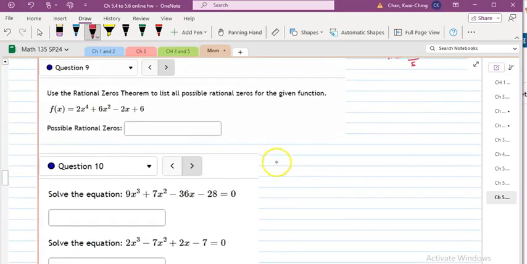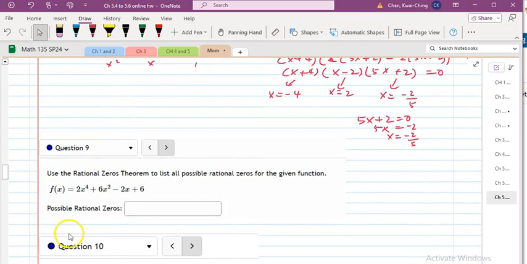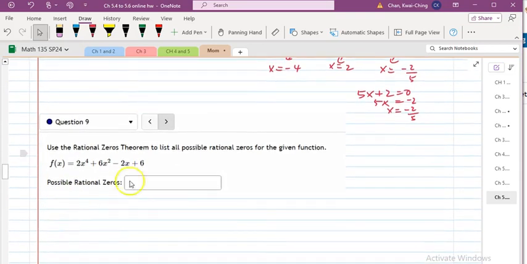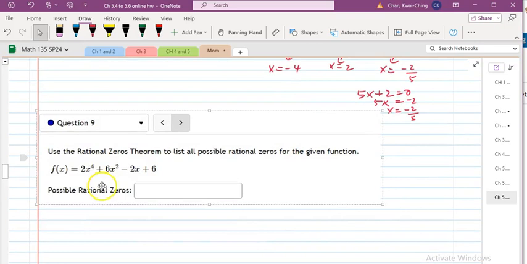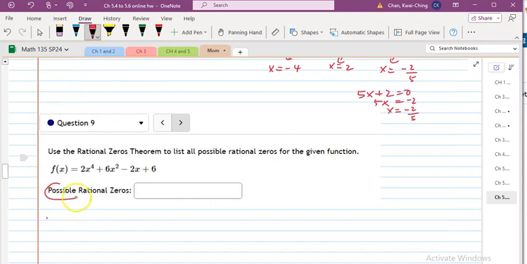Number 9. Use the rational zero theorem to check. Now, this one, they don't tell us anything to try as the first factor. This is just the possible rational zeros. We don't have to do anything else. So what are the possible ones? Remember, they just want possible ones. You don't have to find them. So possible would be P over Q equal to factors of 2, factors of 6, the last term, over factors of 2.